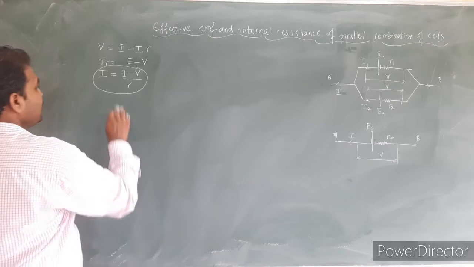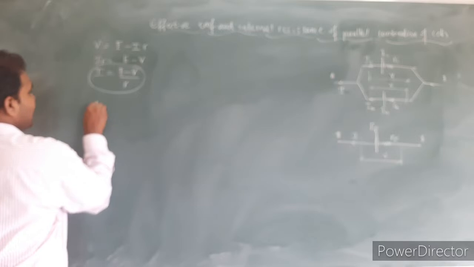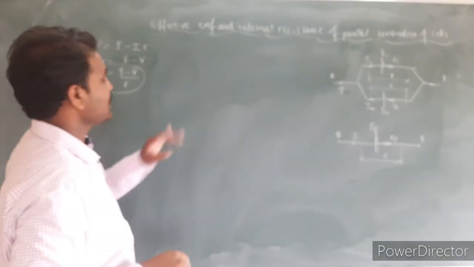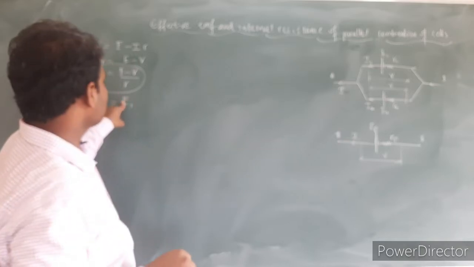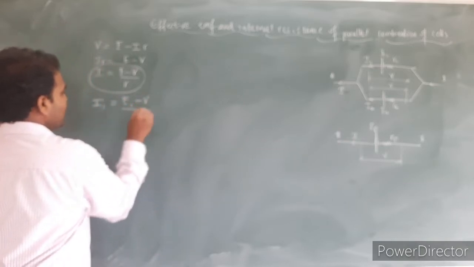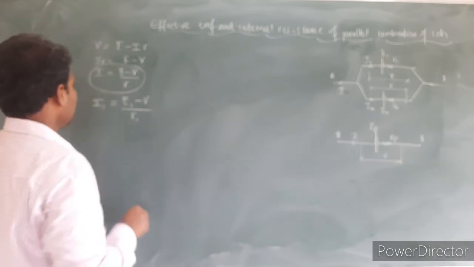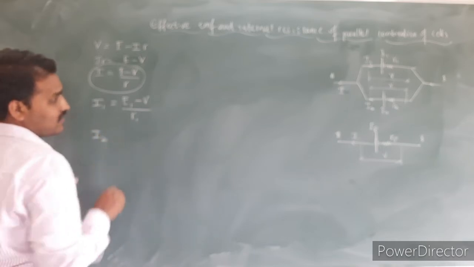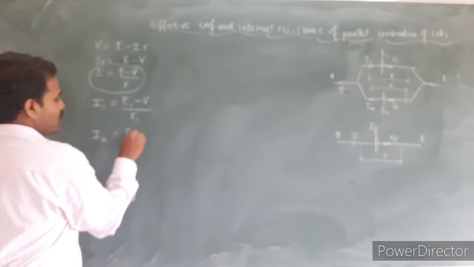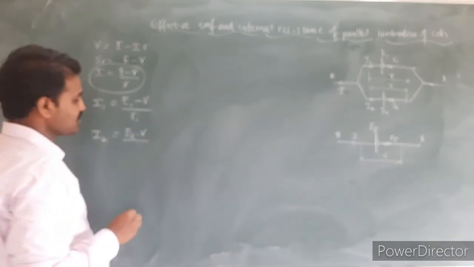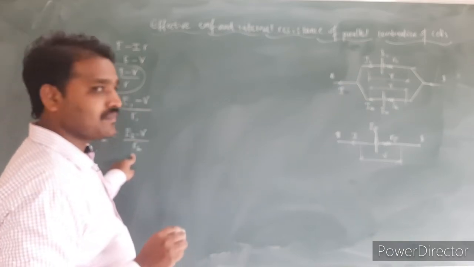Now, when I consider the first cell, I can write the expression for electric current through the first cell: I1 is equal to E1 minus V whole divided by R1, where E1 is the EMF of the first cell and R1 is the internal resistance of the first cell. Similarly, for the second cell, I can write the expression for electric current I2 is equal to E2 minus V divided by R2, where R2 is the internal resistance of the second cell.